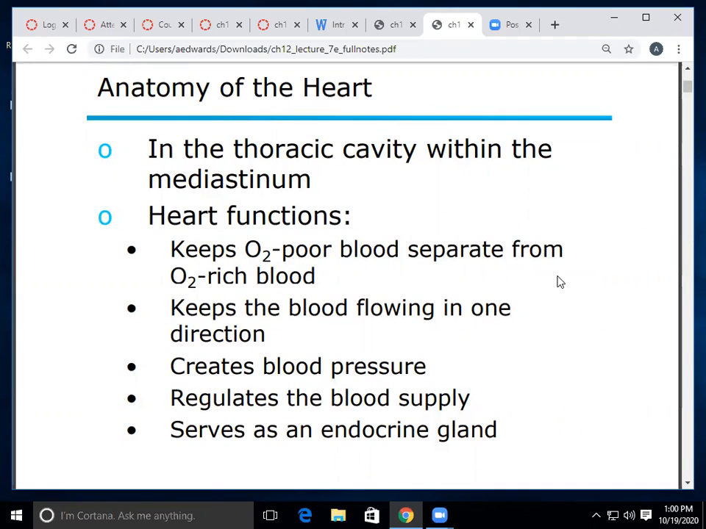Well, it actually keeps your blood that's oxygen poor separate from the blood that's oxygen rich. And we'll see that in some different pictures. Also keeps your blood flowing in one direction. Okay, you don't want your blood going backwards. You want to keep going all in the same direction.